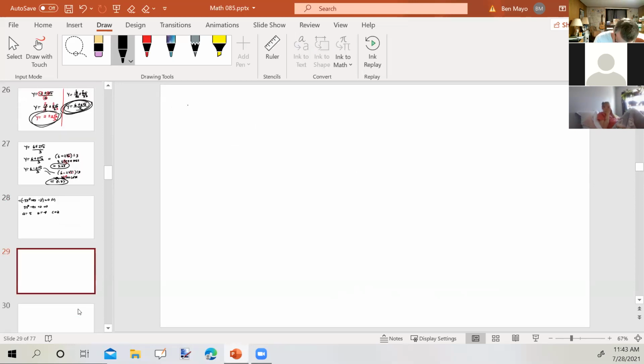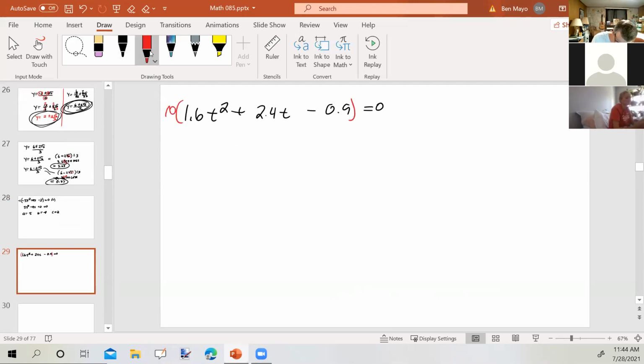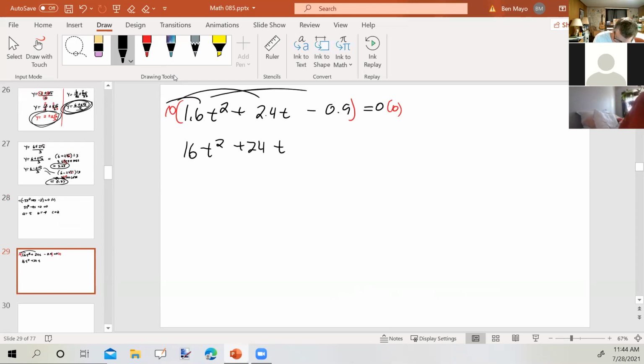Another example, let's say I have 1.6t squared plus 2.4t minus 0.9 equals 0. I could get rid of the decimals. Well, I'd need to move them over one place to get rid of all of them. So I'm going to multiply both sides of the equation by 10. This would give me 16t squared plus 24t minus 9 equals 0. So then A would be 16, B is 24, and C is negative 9. And you could go on from there and plug that into the quadratic formula.